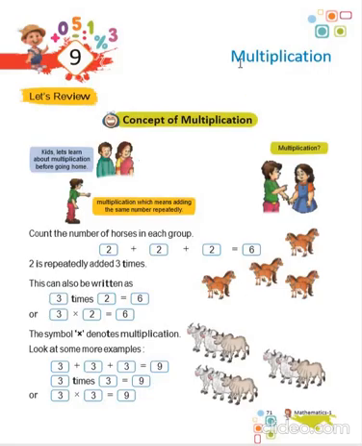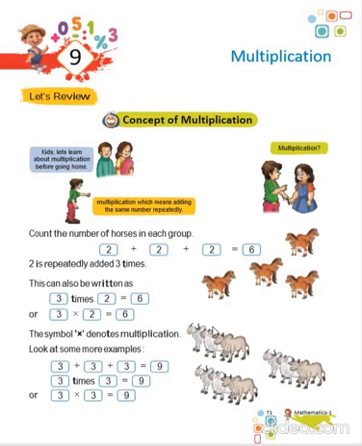Now let's start with chapter 9, that is multiplication. So first we will understand the concept of multiplication. Multiplication means adding the same number repeatedly, like this: 2, 2 and 2. 2 is added repeatedly 3 times. So what will it give? 2 plus 2 plus 2 will give 6. So this can be written as 3 times 2 will give 6, or 3 multiplied by 2 will give 6. Multiplication will be denoted by this sign.